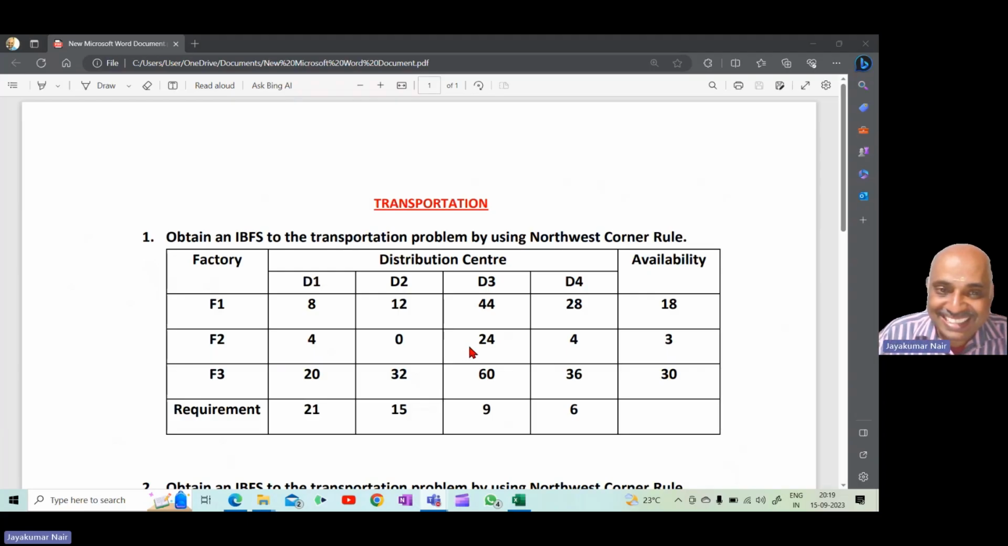Hello friends, we will see how to find the initial basic feasible solution to the transportation problem by using the northwest corner rule. So we will go straight to the problem. This is the first problem. Obtain an initial basic feasible solution to the transportation problem by using the northwest corner rule. So the method that we are going to use is the northwest corner rule.